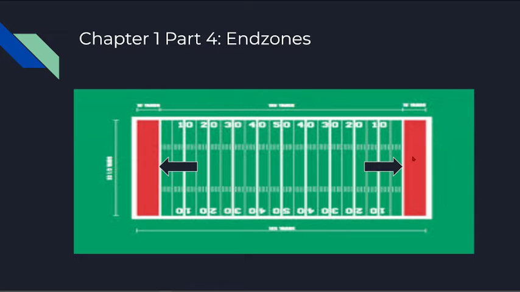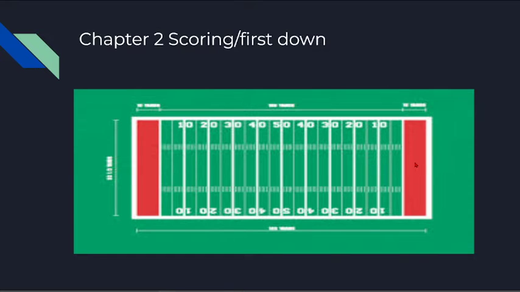A safety is when you're all the way back at the other end zone when you're trying to get over here, but you're back here, and you get tackled or brought down in this end zone. That would be a safety, resulting in 2 points for the opposing team.